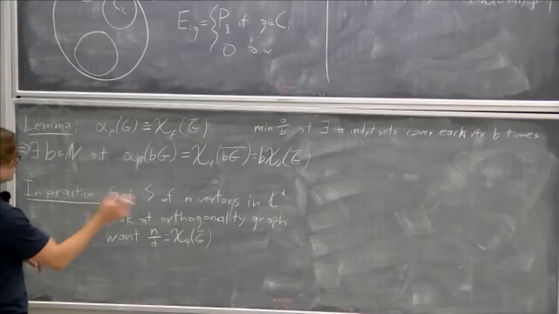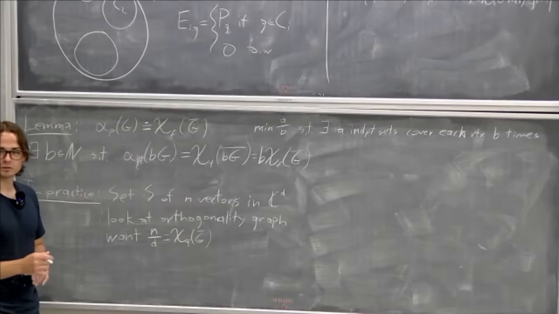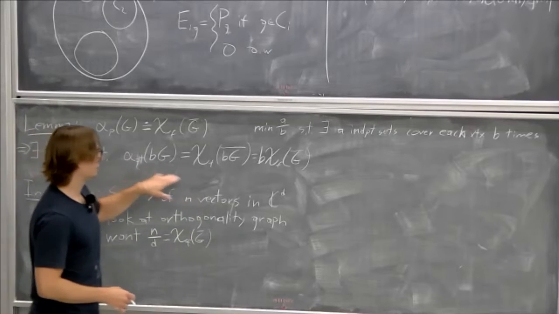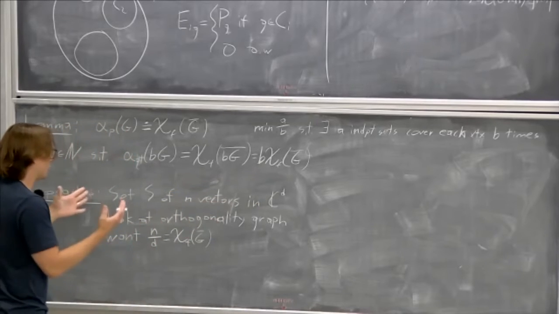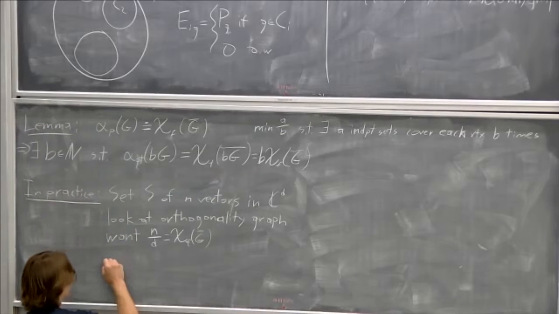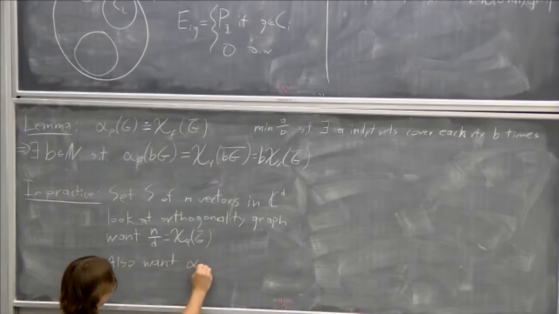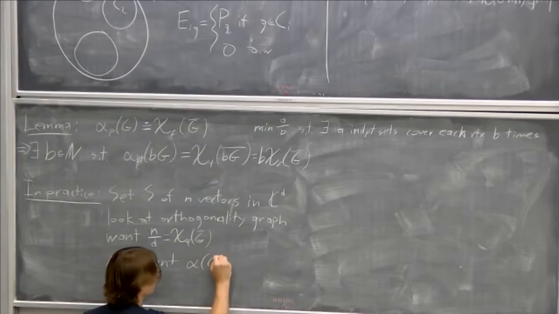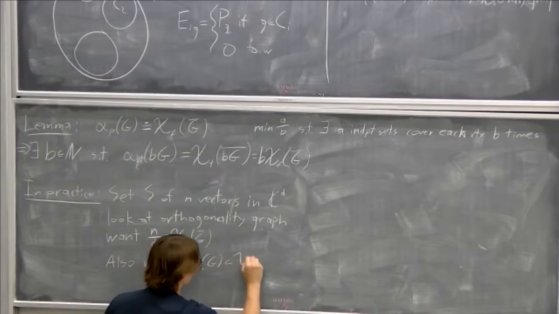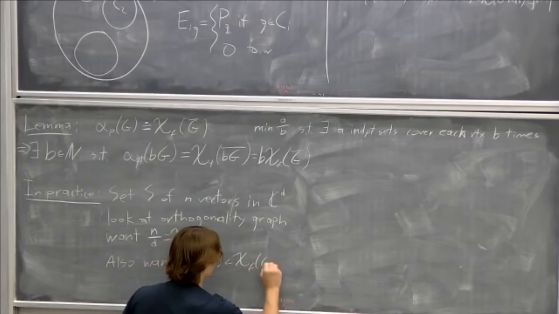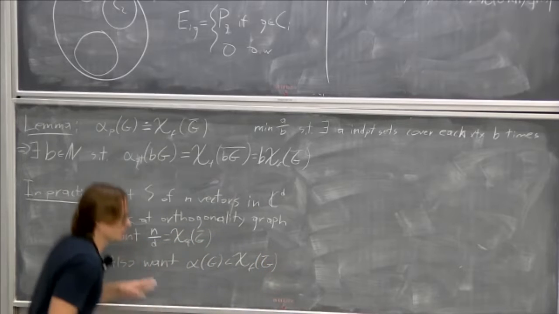And then I can take multiple copies of this g, and I get that the quantum independence number is equal to this. But what I also need is that alpha of g is less than chi f of g bar. Okay, so that's another condition I need.